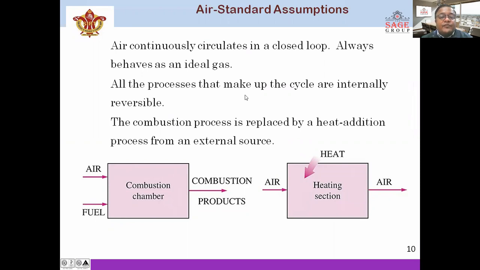Air is continuously circulated in a closed loop and always behaves as an ideal gas. The air being used is in a closed loop, and no air is going outside. And second, the behavior of the air is like an ideal gas.